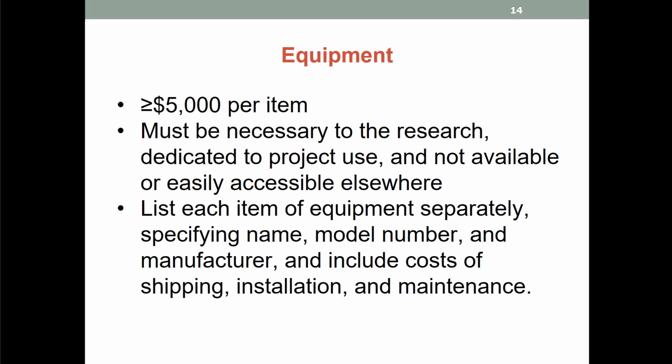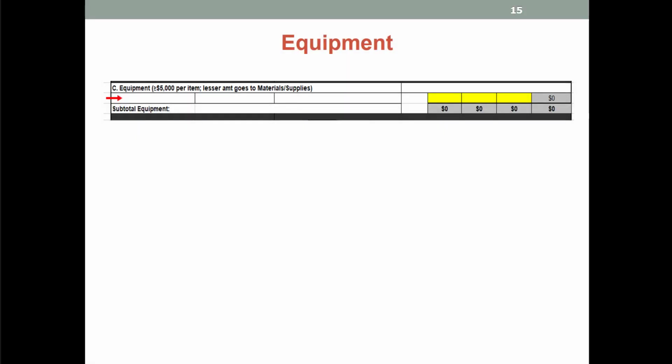For the proposal, we will need to itemize quotes that include the description and cost for each item and must include shipping, installation, and maintenance cost. In the budget spreadsheet, we will enter each item separately and break down costs yearly if needed, as you can see with the red arrow. If you have items that are less than $5,000, we will enter this information under direct costs, materials, and supplies. Equipment costs receive certain exemptions and will need to be itemized separately.